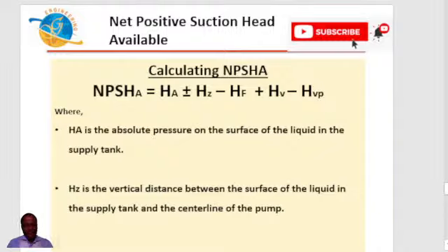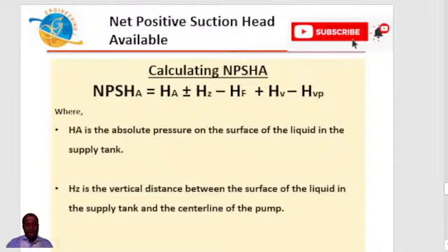Your HA is the absolute pressure on the surface of the liquid in the supply tank. HA typically is the atmospheric pressure for a vented supply tank, but it can be different for a closed tank. Take note: HA will always be what?